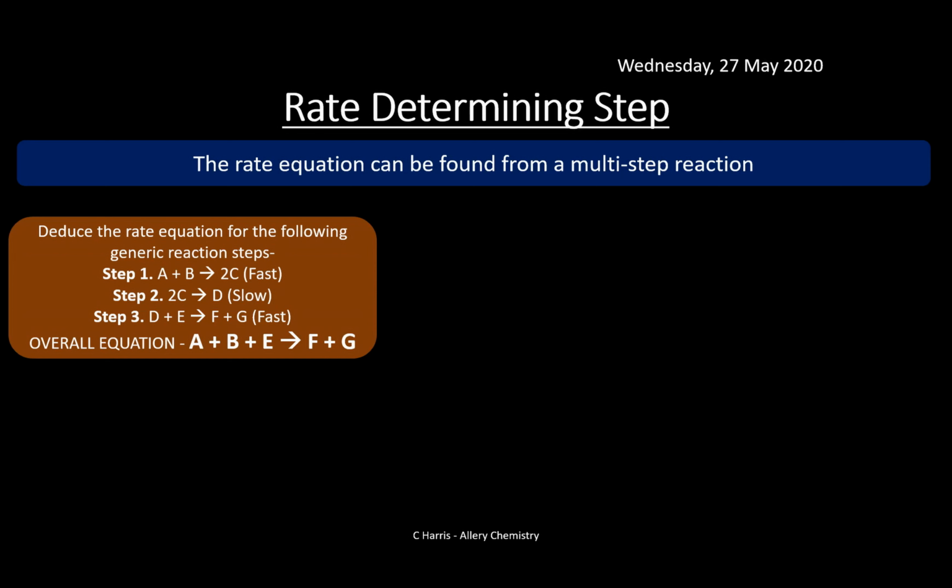So step 1 is A plus B will give 2C. That's a fast step. Step 2 is 2C plus 2C will form D, and that's a slow step. And then D plus C will form F plus G, and that's a fast step.